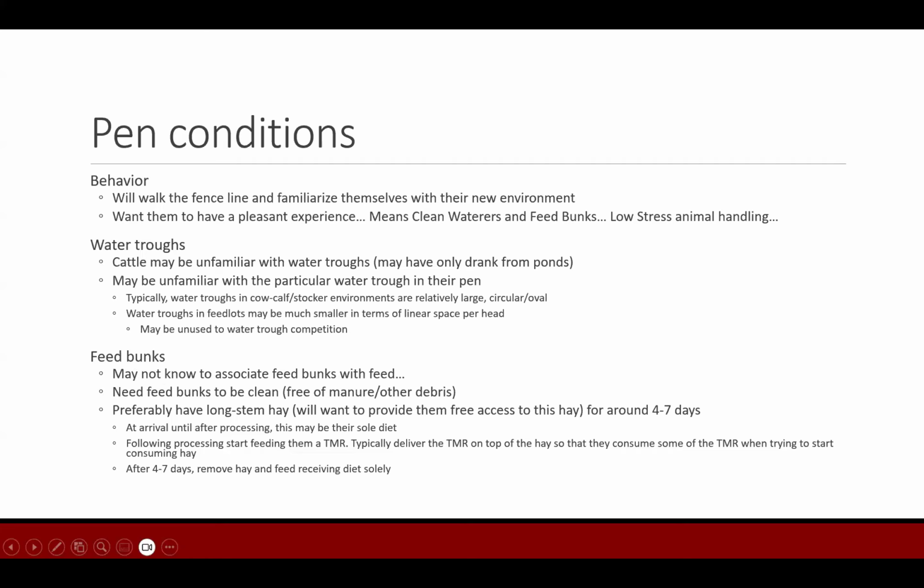So we need feed bunks to be clean, free of manure and other debris. Cattle evolved on pasture, right? They have evolved to have a certain level of fecal avoidance. If they graze too close to other animals' feces, they are more likely to ingest parasites. Because of that, they've evolved to have fecal avoidance. So if we have feed in a feed bunk and right underneath that feed there's a big pile of manure, chances are those animals will not eat like they should out of that feed bunk. So we need these bunks to be clean, free of manure and other debris.